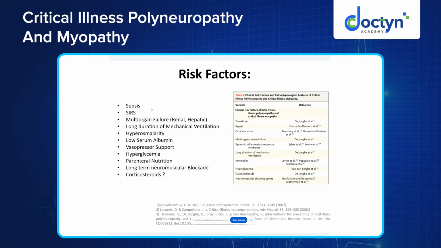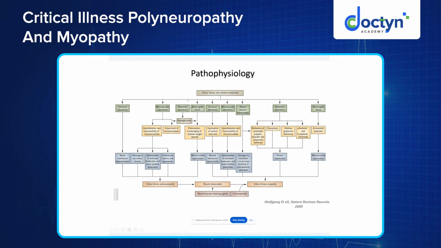So if the patient falls into these categories, sepsis, SIRS, MODS, high sugar levels, long-term parenteral nutrition, corticosteroids, and long-term neuromuscular blockade to paralyze or sedate the patient on mechanical ventilation for a long duration, this increases the chance of CIM and CIP. So what is the pathophysiology?